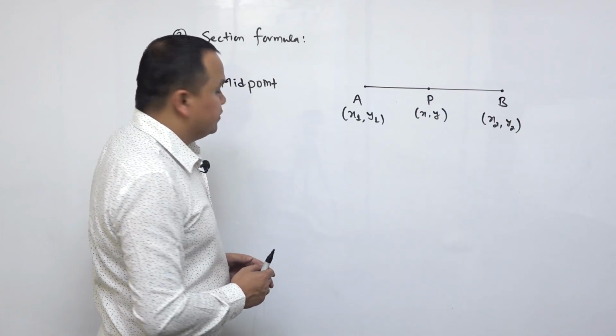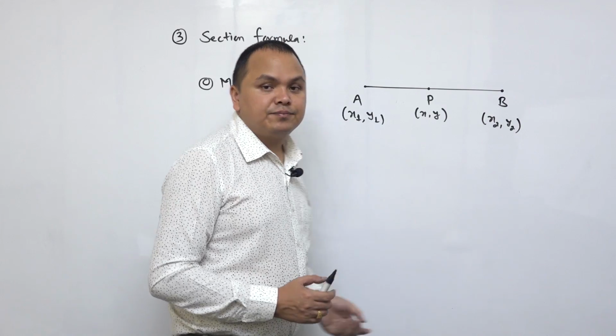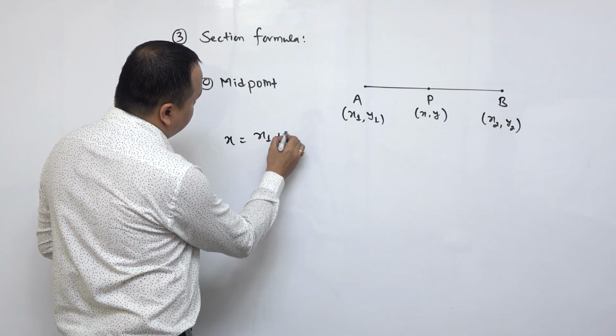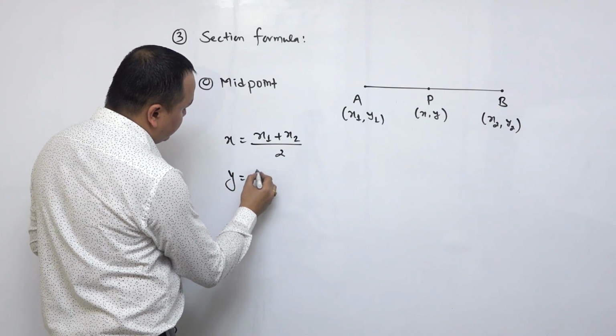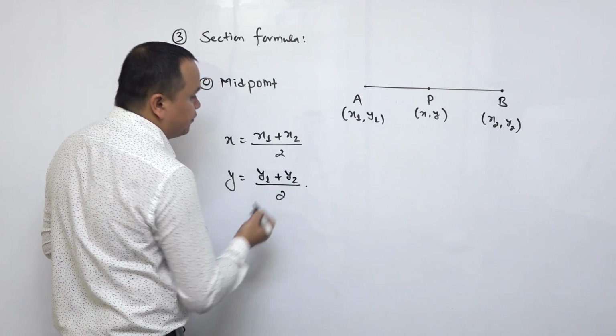Now see the midpoint formula. P is the midpoint of AB. Then we have x is equal to (x1 plus x2) by 2 and y is equal to (y1 plus y2) by 2.